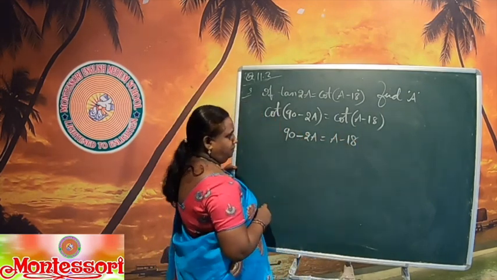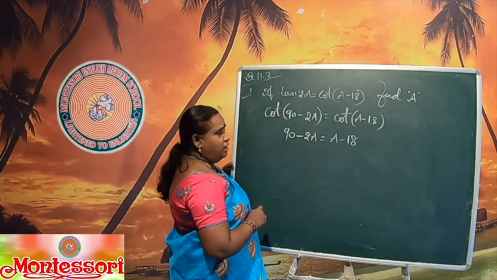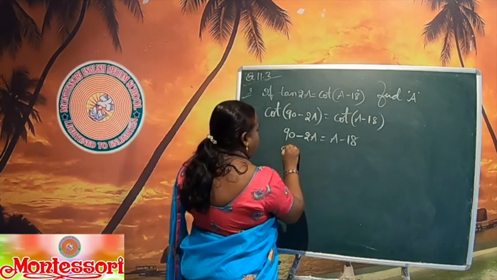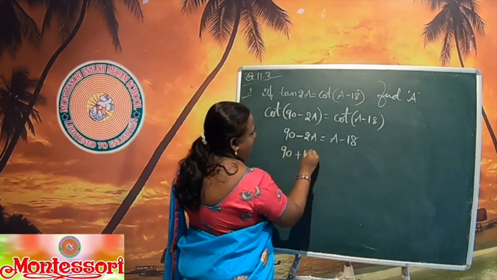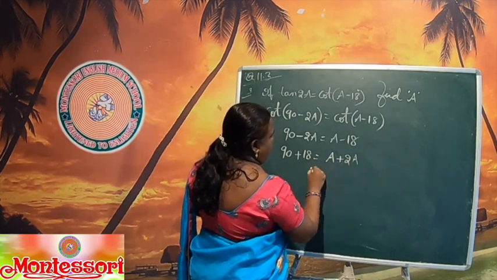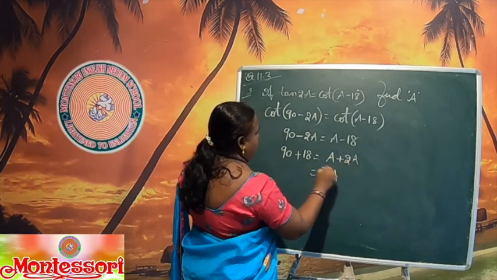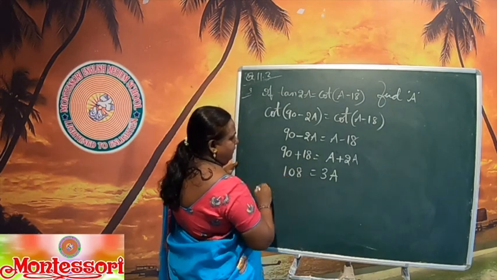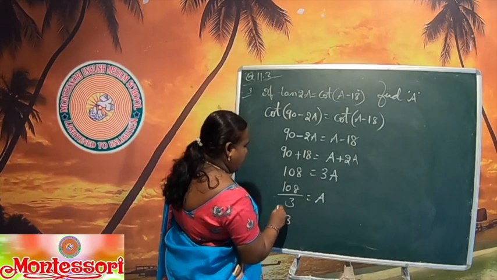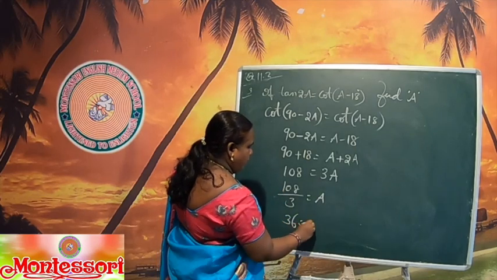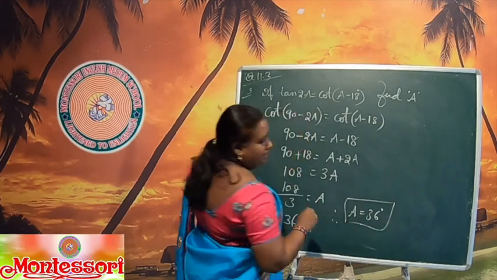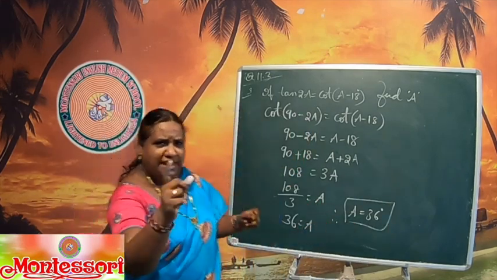As you all know, all variables should be brought to this side and numbers to that side. Minus 18 comes to this side, and minus 2A, if you take that side, becomes plus 2A. So A plus 2A is 3A. Now 90 plus 18 is 108. Therefore 108 by 3 is equal to A. 3 3s are 9, 3 6s are 18. Therefore A is equal to 36 degrees. Once again I am saying, children, very easy.